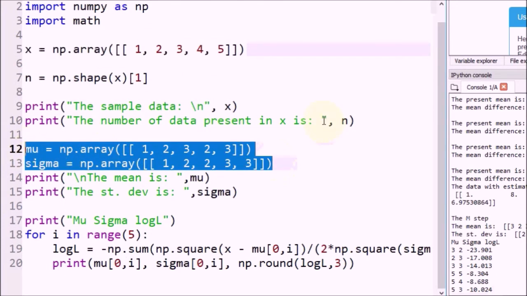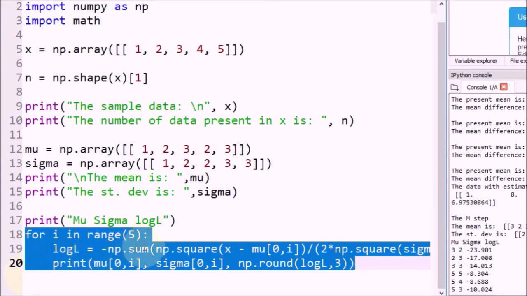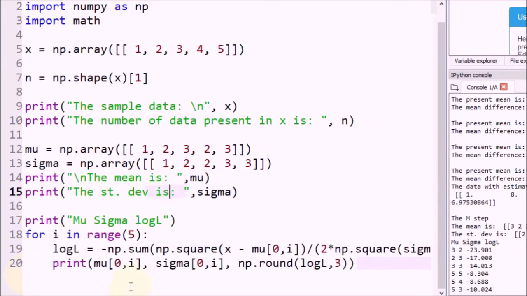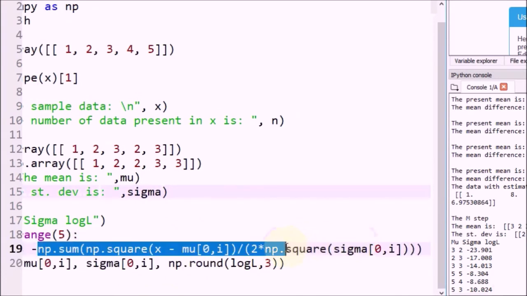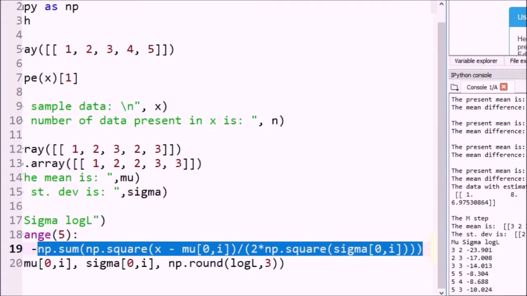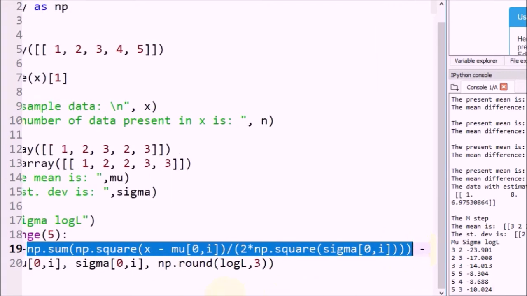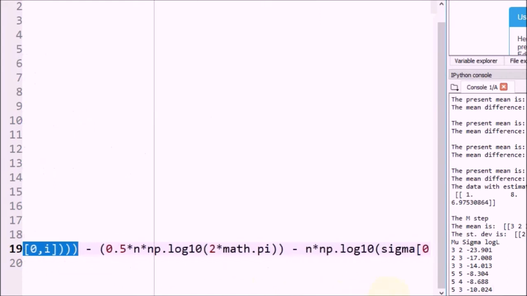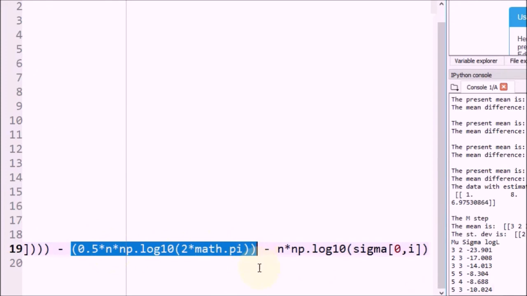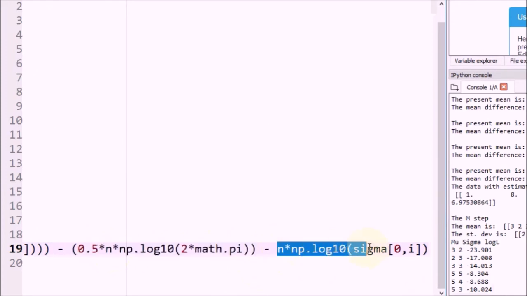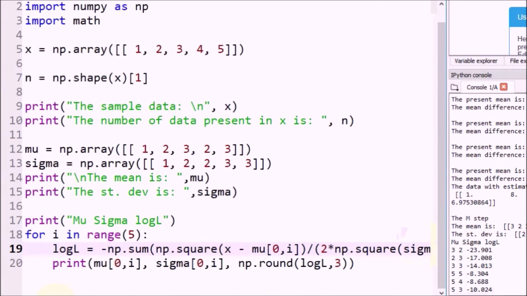Now here the combinations of mu and sigma values are there: 1, 1, 2, 2, 3, 2, 2, 3 and 3, 3. And for each and every combination, we calculate the log L, where this particular part is nothing but the summation of i equal to 1 to n of (x minus mu) square by 2 sigma square. Now this is the part where we calculate 0.5 into n into log of 2 pi, and this is the part where we calculate n into log sigma.